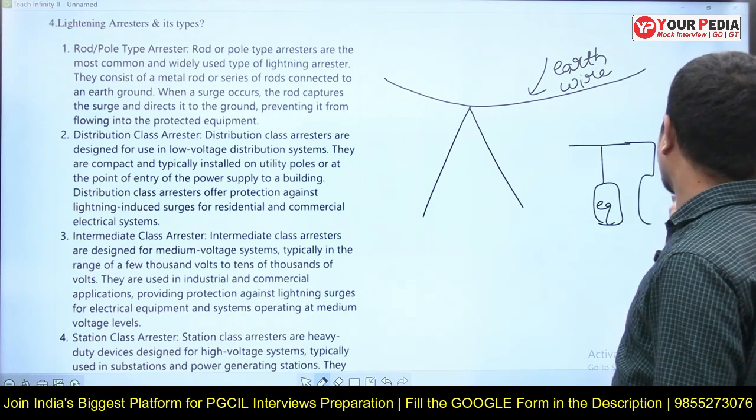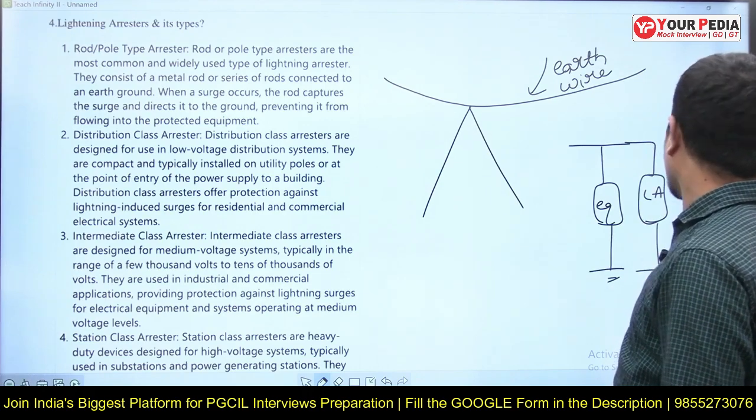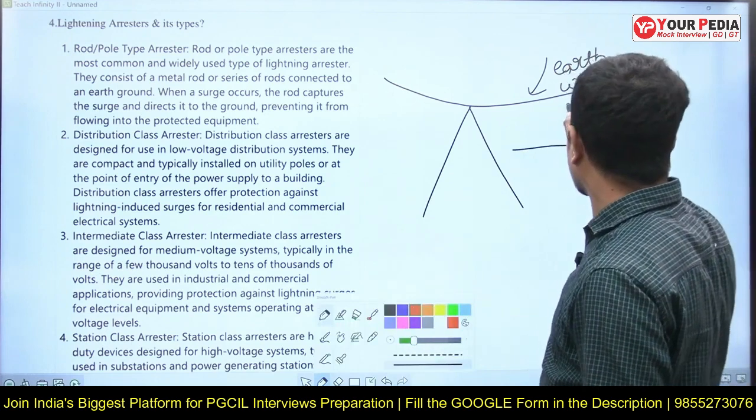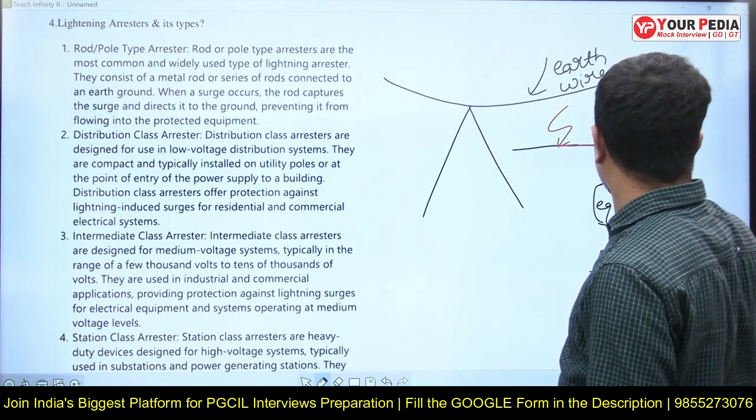And this is the lightning arrestor. Both are connected to ground. Now, whenever lightning attacks here, lightning is coming. Lightning has two paths.